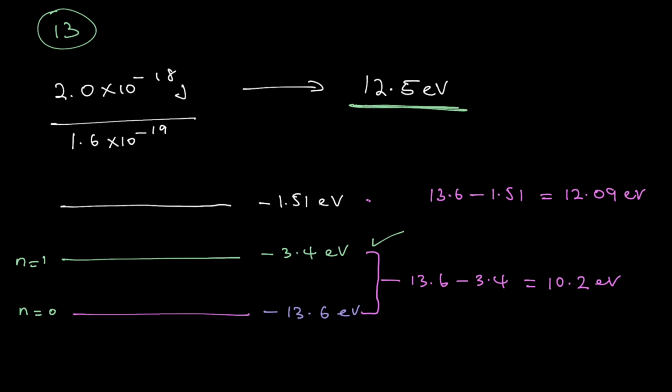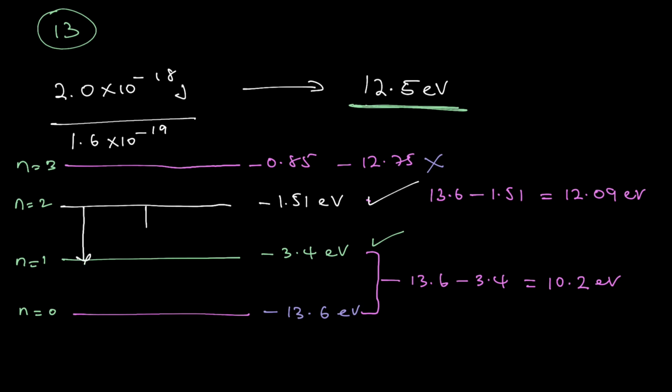I've got 12.5 and 12.09, so that is fine. So I can do n equals 3. What about the next level? With that, the energy is minus 0.85. So if I do 13.6 minus 0.85, I get 12.75. I've only got 12.5, so I could not do that one. So the only excitations I could do are from there to there, or from there to there, or from there to there. So that's 3 excitations, and that's B.